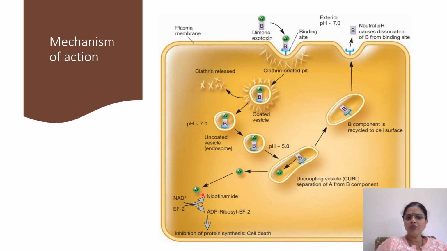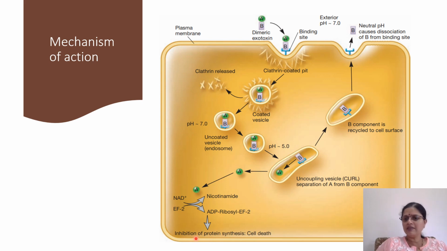It is going to inhibit the action of a very important protein here, that is elongation factor 2. I don't want to tell the other details. Just remember this: the A subunit is an enzyme which will inhibit the action of elongation factor 2. And if you remember, elongation factor 2 is a very important factor necessary for protein synthesis. So if its action is inhibited, that means protein synthesis of the cell will be inhibited.